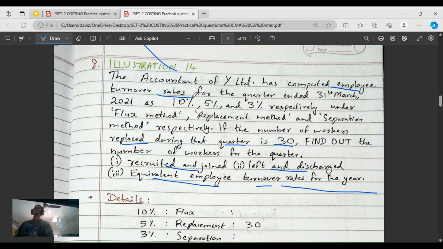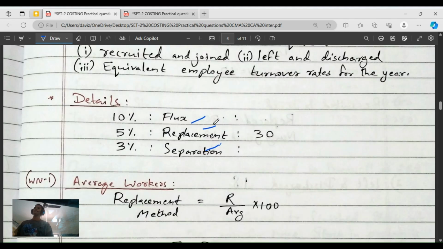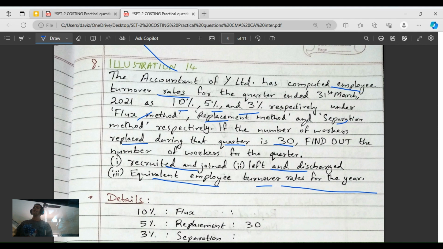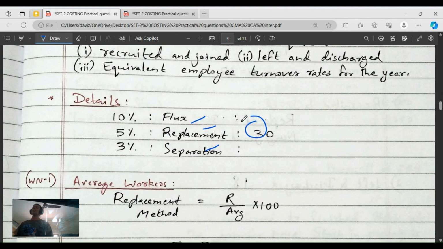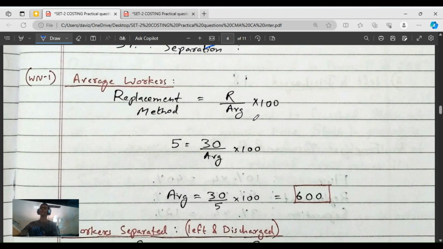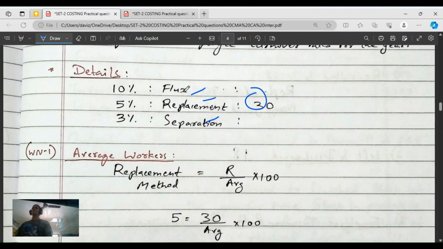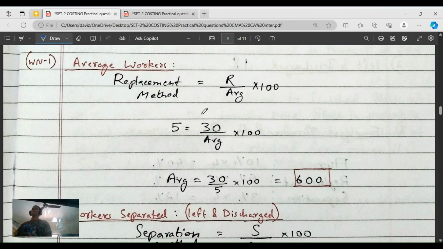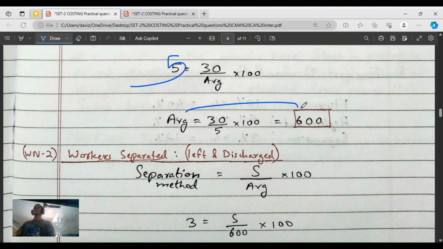The computed employee turnover rates are 10%, 5%, 3% under flux, replacement, and separation methods. And the number of workers replaced during that quarter is 30. First, we have to find the average workers by putting this formula. The question is given 5% replacement. So in this formula, we get the number of workers replaced by average into 100. We will get replacement 5 is equal to 30 by average into 100. So we got the average is 600.